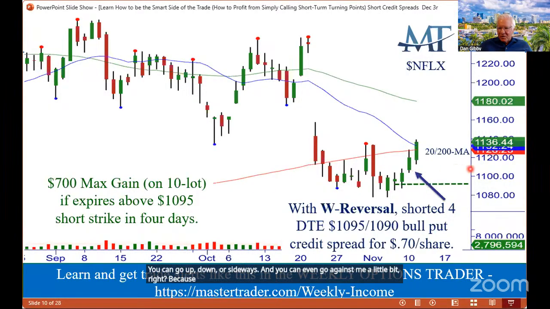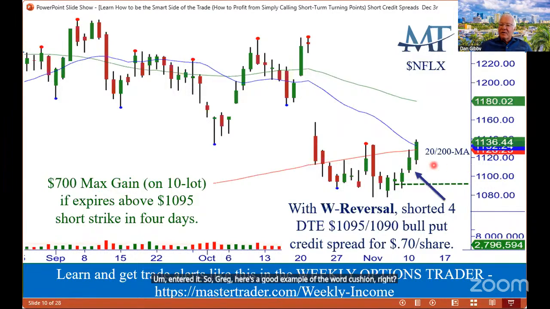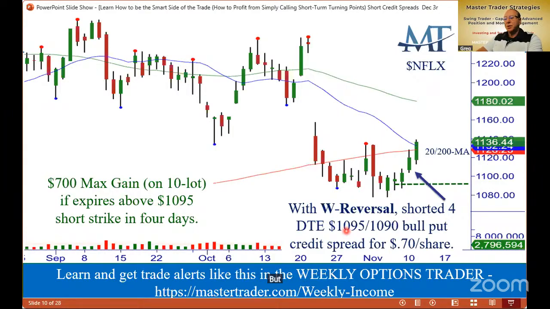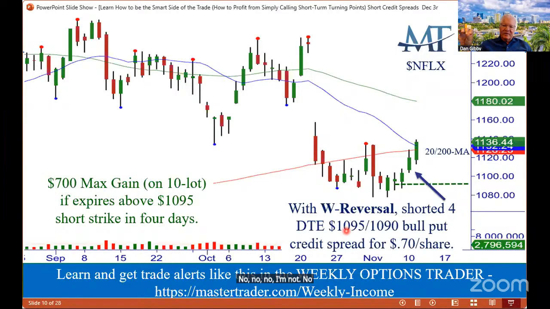Because let's just eyeball this. Let's say the stock was at 1105 when I entered it. So Greg, here's a good example of the word cushion. If I entered it at 1105, I have a $10 cushion before, it can go against me $10 and I still make my maximum gain. But you do have that emotional stress, which comes with being human. No, I'm talking about at expiration. Of course, you're going to feel pain in between.